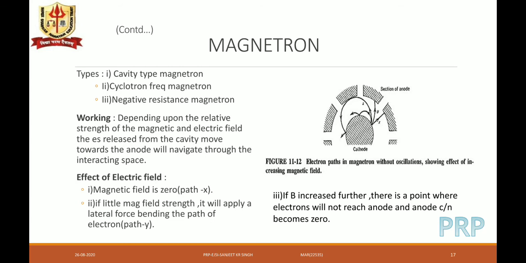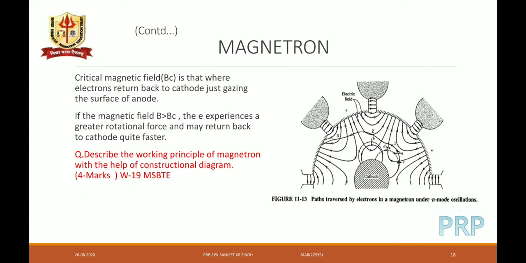So that is the certain path we are seeing coming back to the cathode, and due to that there will be no external current. So there is a critical magnetic field BC where electrons return back to the cathode just grazing or touching the surface of the anode. From the mouth of the anode it comes back to the cathode. So that is called the critical magnetic field.